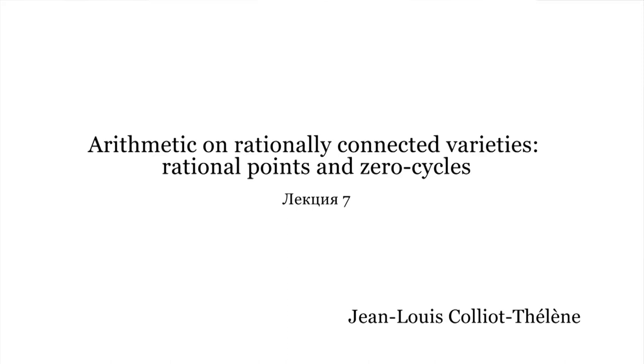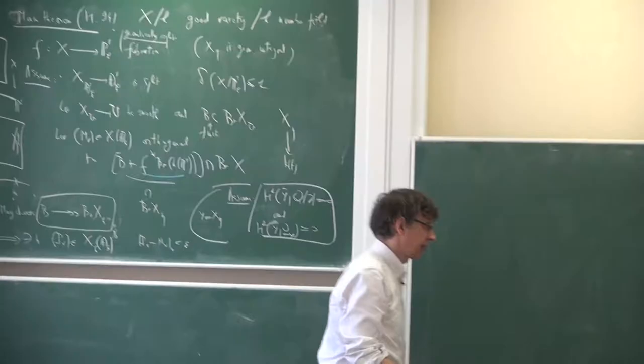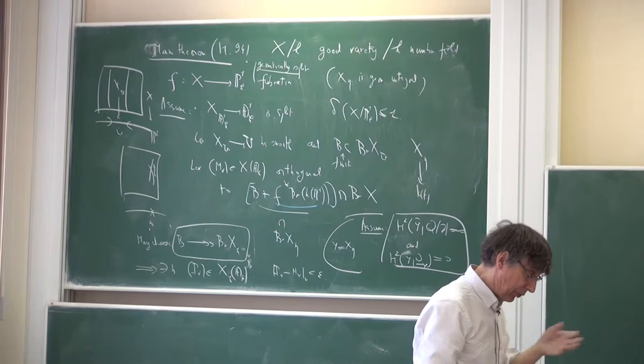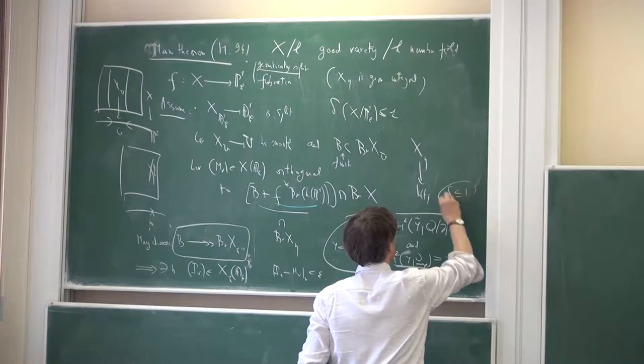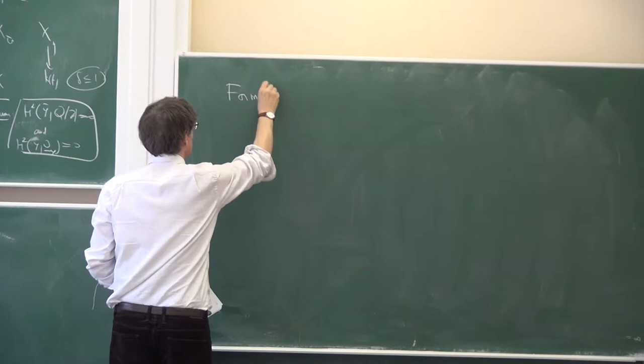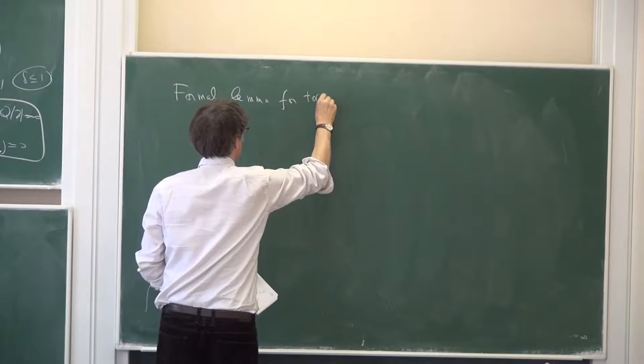The next step is to try to get more bad fibers. Here we're just delta, this was delta equals delta is minus one, and we want to do something with more bad fibers. So we start with something which is rather recent, which is the formal lemma for torsors. So we have the formal lemma for the Brauer group.